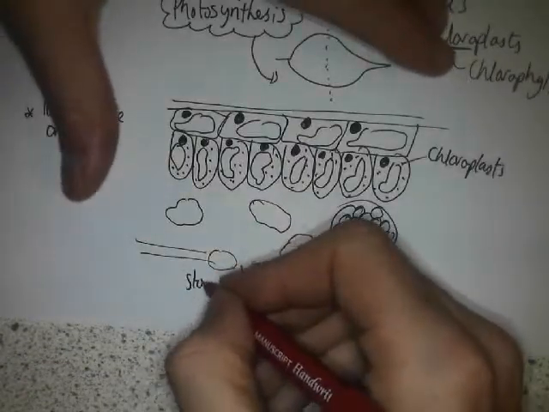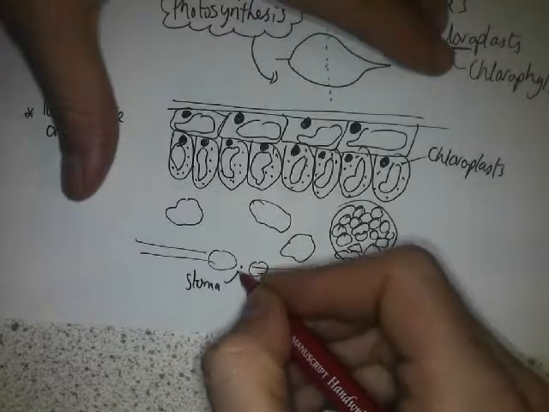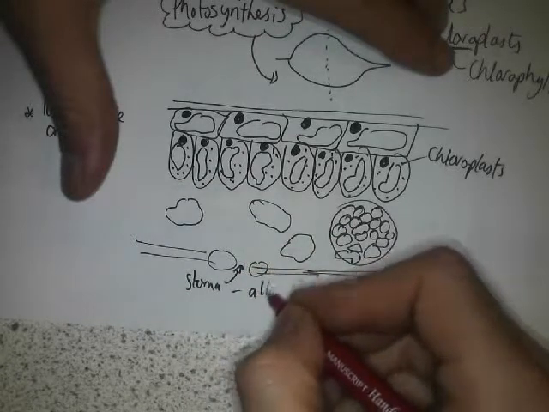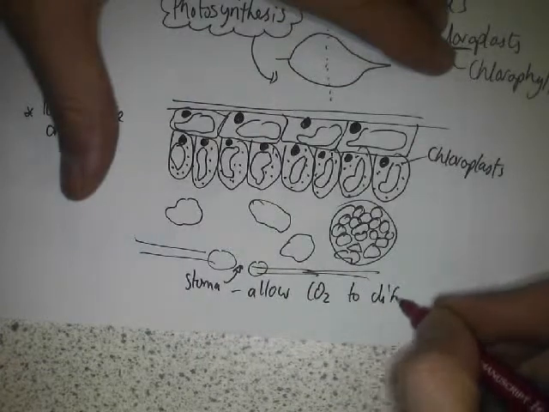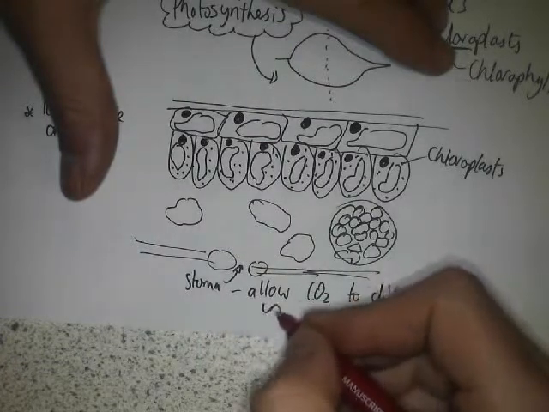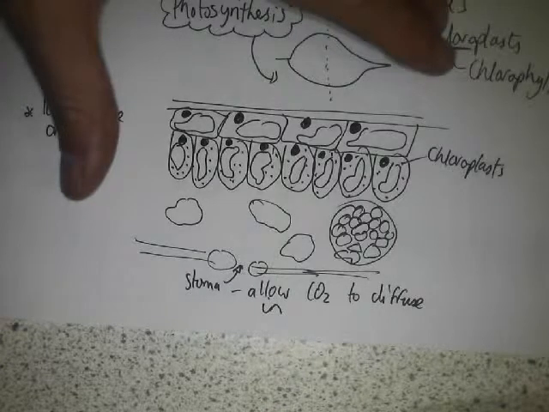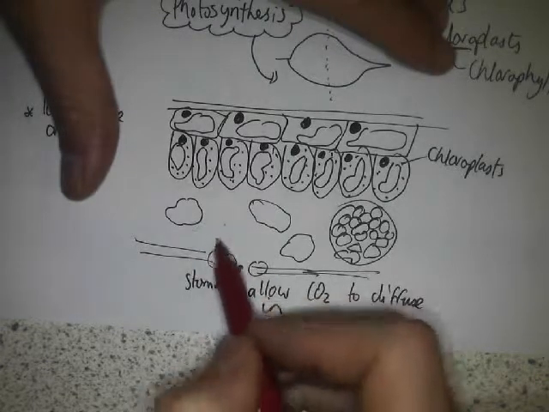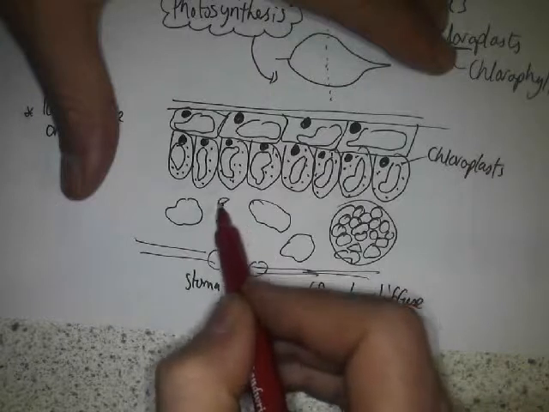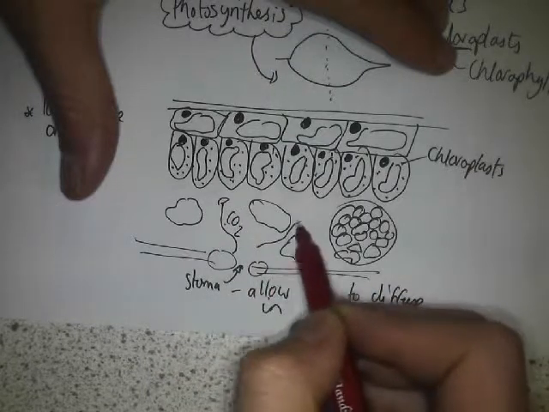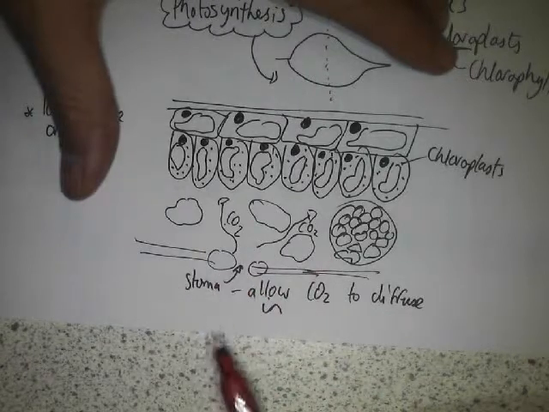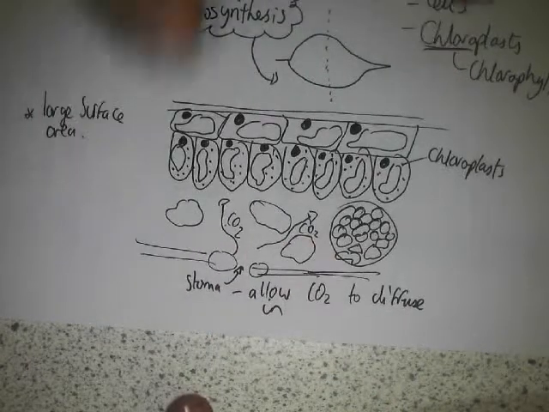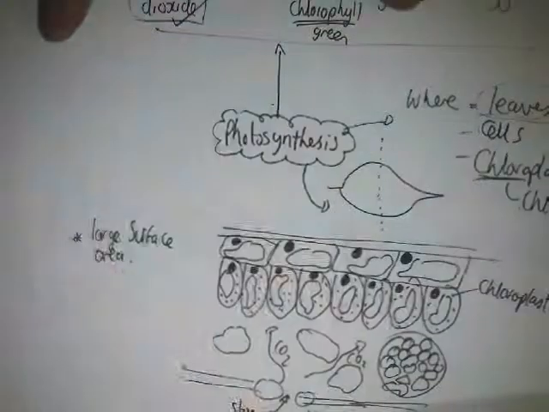So the stomata, this space, allows CO2 to diffuse in. There's also space here for CO2 to move around. And oxygen to come the other way, of course, but CO2 is going that way. Right, so I've taken care of my carbon dioxide.